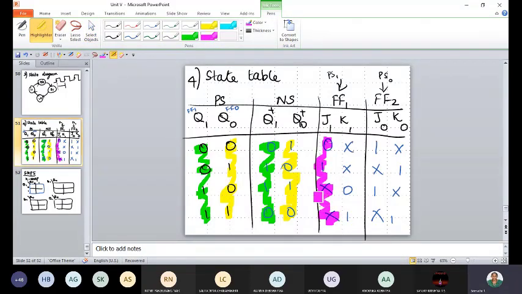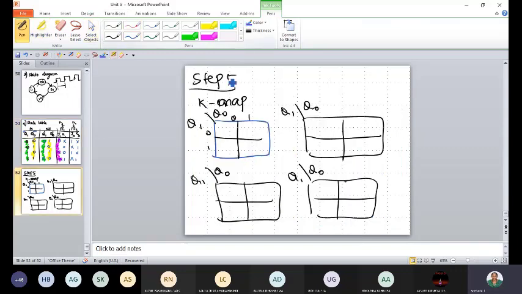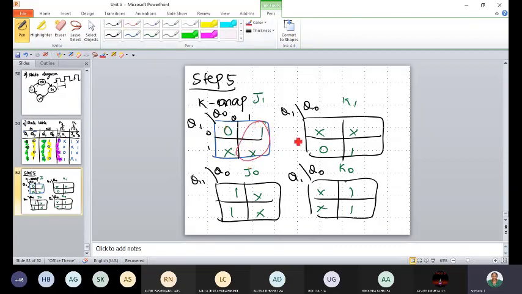J1, K1, J0, K0. Let me write it out: this is J1, K1, J0, and K0. Filling this up: 0, 1, XX, XX, 0, 1, 1, 1, XX, XX, 1, 1. Now I can do the K-map simplification. I can combine this, and I can combine this. Here I can combine all together.